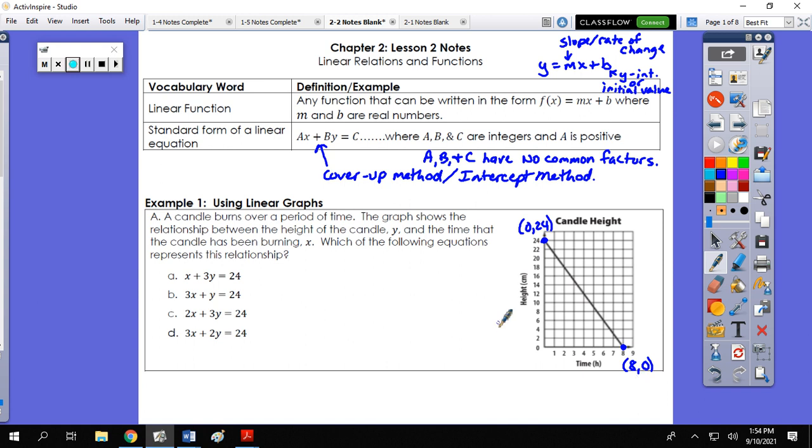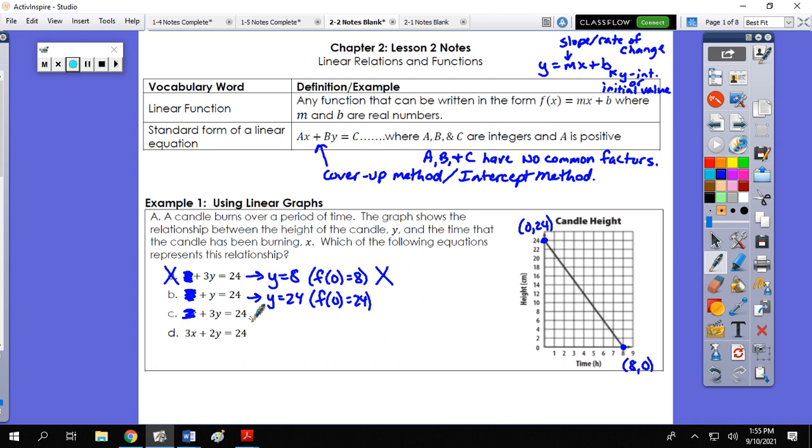And what we do is we ask ourselves, okay, well, an intercept of (0, 24), if I cover up the x term, such as in letter A, if I erase the x, I'm left with 3y equals 24, which means y equals 8. Okay, which means that the point (0, 8) would be the y-intercept. That means this is not the correct answer. Same thing here, we erase the 3x, we get y equals 24, which means that for this function, f of 0 equals 24. That could be okay.